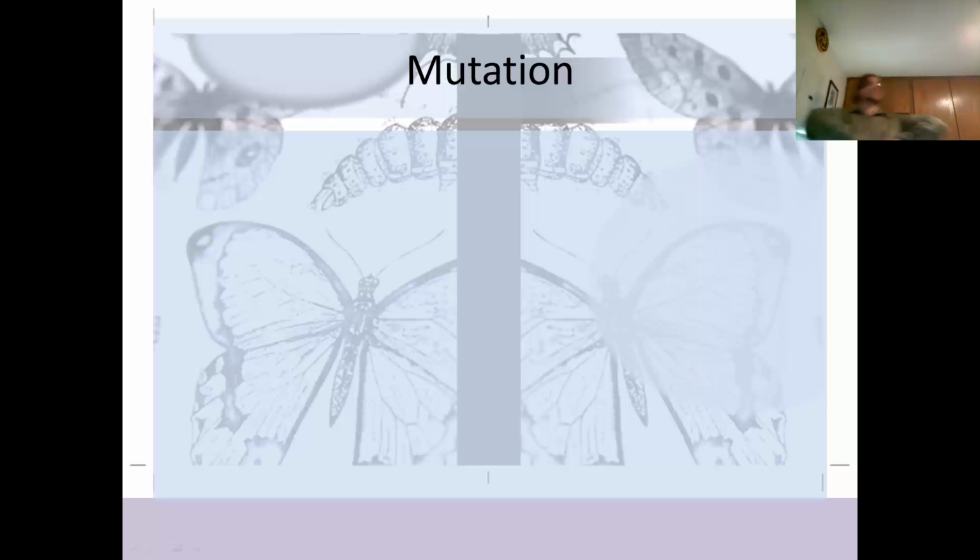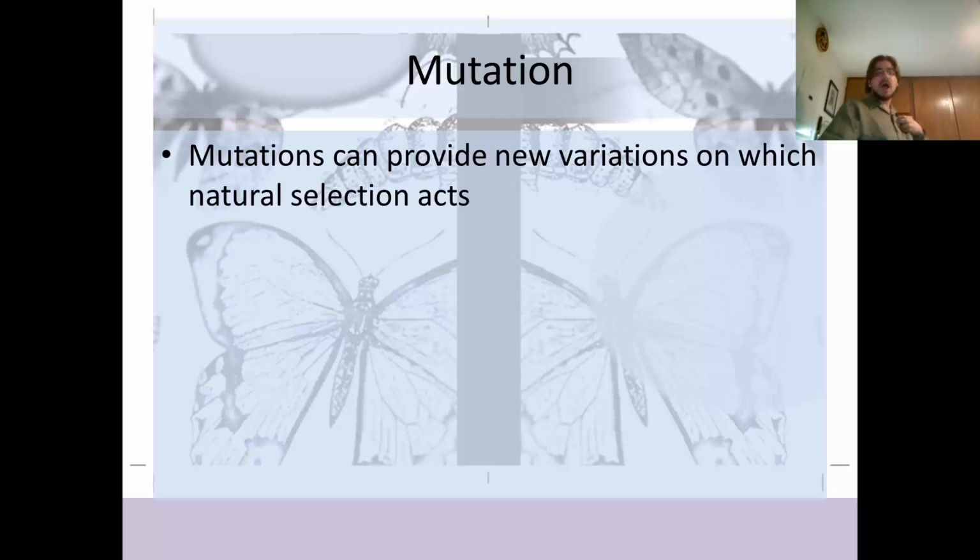Okay, last 5 slides. We are talking mutation. Mutation is a new variation on which natural selection acts. A mutation is a change in DNA. It can be caused by a variety of different things, but essentially a mutation can provide new material for natural selection to act on. It can alter a gene so that it is expressed in a different way.